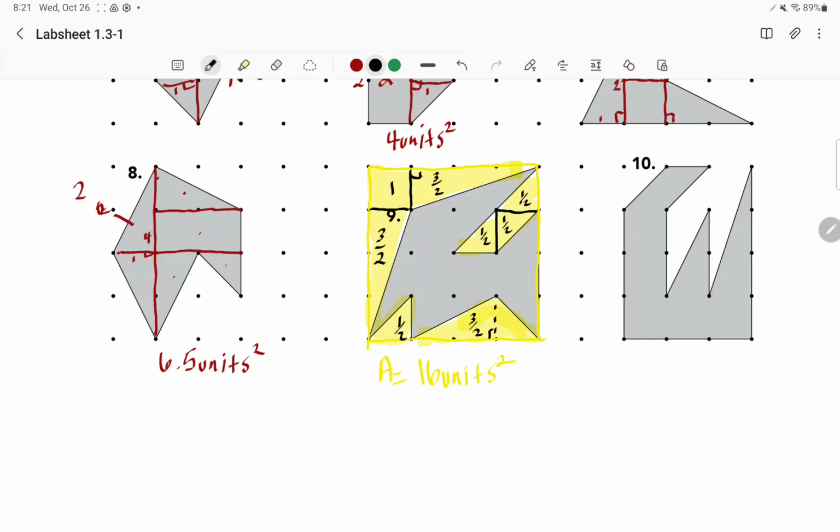So when you go and break all of these up into, in this case, all triangles and one square there in the top left corner, when you add all of those up, right? So 1.5, 1.5 gives us 3, 4, 5, 6, 7. You should get 7.5. So you're going to end up with 16 minus 7.5 square units, and that gives us 8.5.